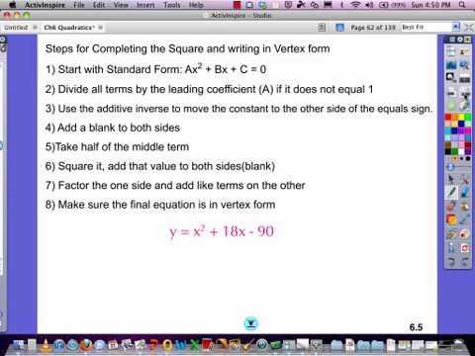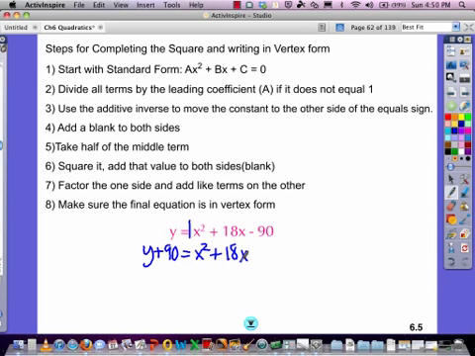Well, we have a leading coefficient that is a 1, so therefore we don't have to do that division step. Use the additive inverse to move that constant term to the other side, because this constant is not a perfect square number. It needs to be moved to the other side. So we are going to do y plus 90 in moving it. That'll still leave us on x squared plus 18x on the right-hand side.